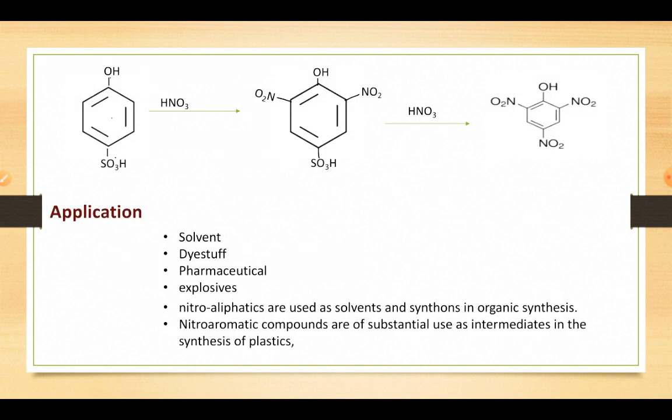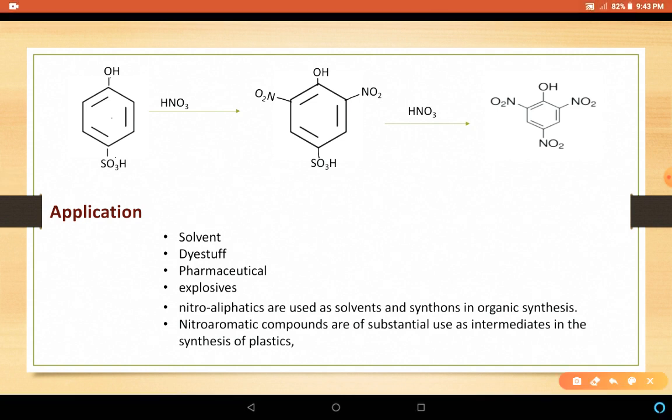Another example is phenol sulfonic acid reacting with excess nitric acid, where NO2 groups attack the ortho positions. Then we again add nitric acid, and NO2 attacks the para position to form trinitrophenol.